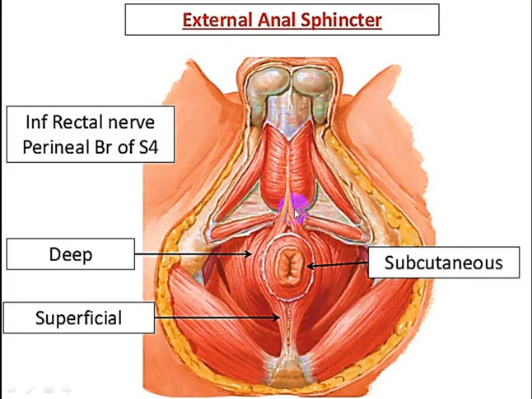This is the external anal sphincter. As you can see, this is the subcutaneous part, and this is the superficial part that extends behind, so that it can unite with the coccyx through the anococcygeal body, and anteriorly with the perineal body. After that, there is the deep part that unites with the puborectalis muscle. Here it makes a sling around to the pubic bone.